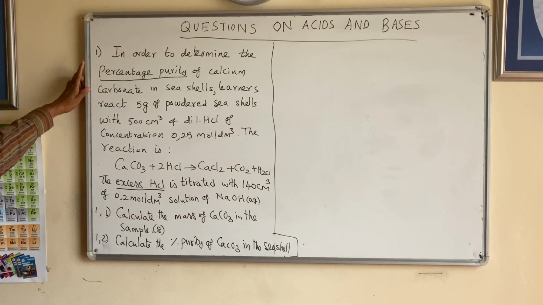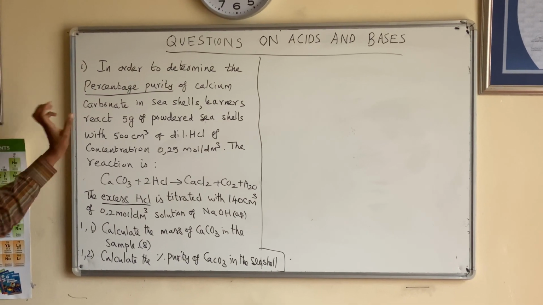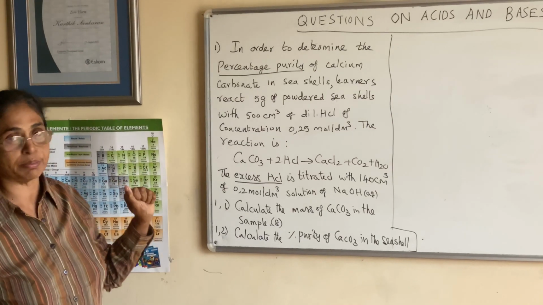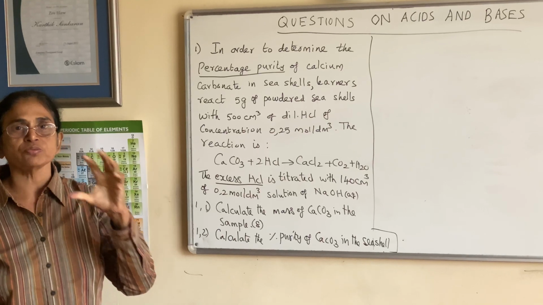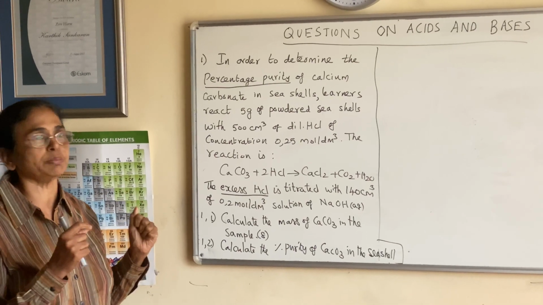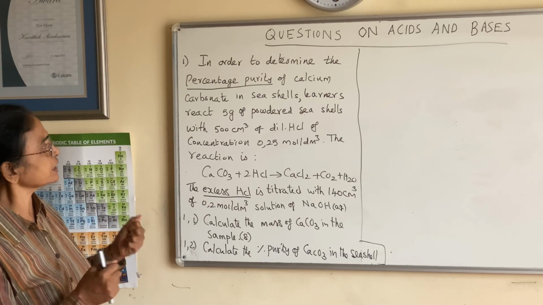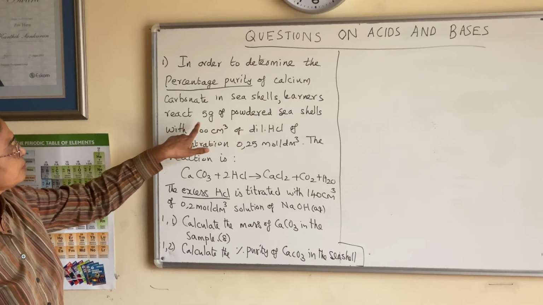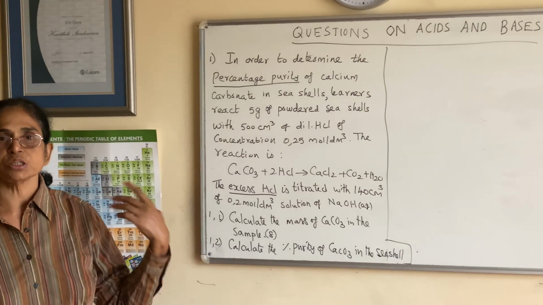In order to determine the percentage purity of calcium carbonate in seashells, seashells have got calcium carbonate. So someone wanted to find out what percentage of the seashell has got calcium carbonate. They took some amount of seashells and ground them into powder. What is the amount that they have taken? 5 grams.